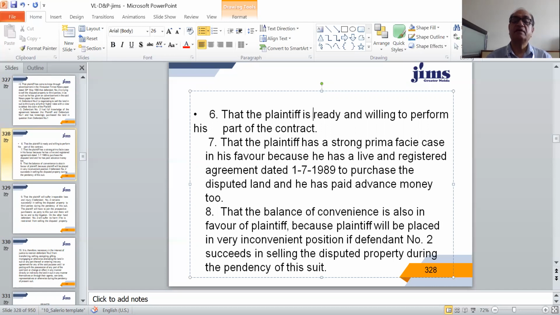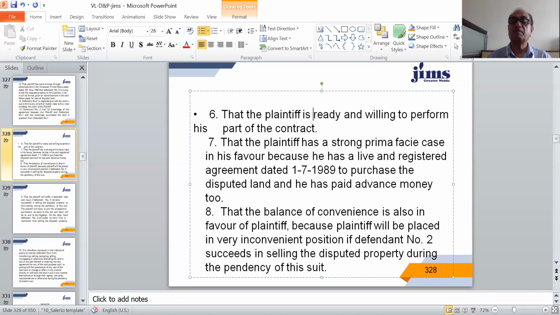Now, para 7, now you will write down those 3 essential ingredients of temporary injunction. So para 7 takes up the first ingredient, that the plaintiff has a strong prima facie case in his favor because he has a live and registered agreement dated 1st July 1989 to purchase the disputed land, and he has paid advance money too. Yes, he has already paid advance money to defendant number 1.